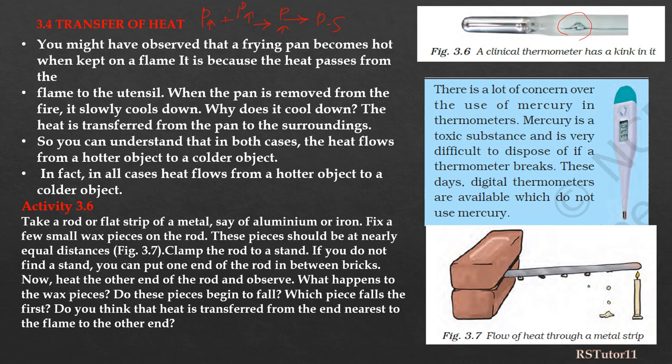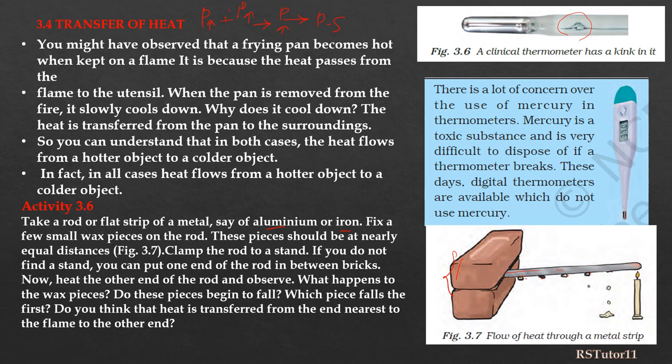So let us see, there is an activity. Take a rod or a flat strip of a metal, say of aluminium or iron. See, they are using a metal. Fix a few small wax pieces on the rod. These pieces should be at nearly equal distance. Clamp the rod to a stand. This is your stand, this is a rod of metal or iron, and these are the pieces of wax on the rod. So there's a candle. If you do not find a stand, you can put one end of the rod in between the bricks. They have used bricks.